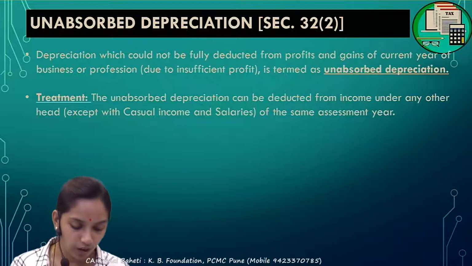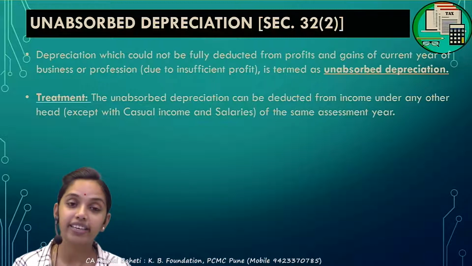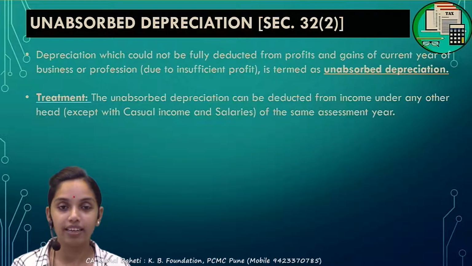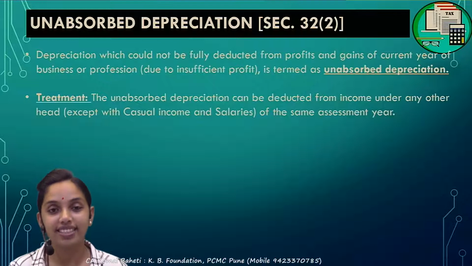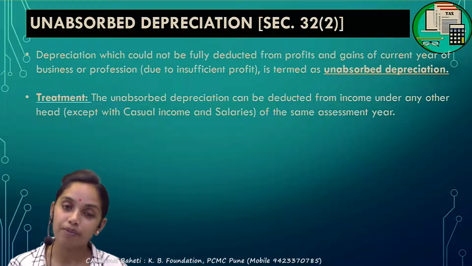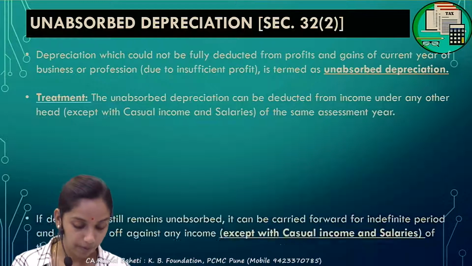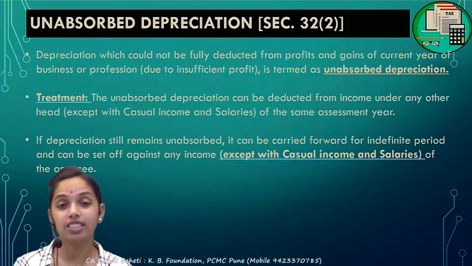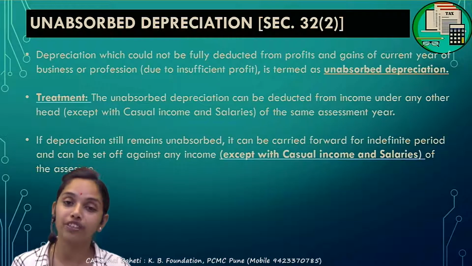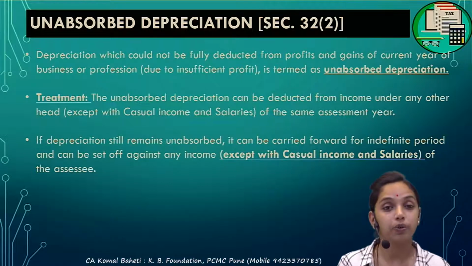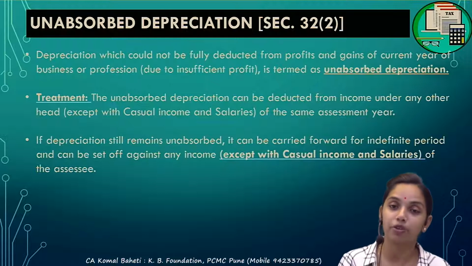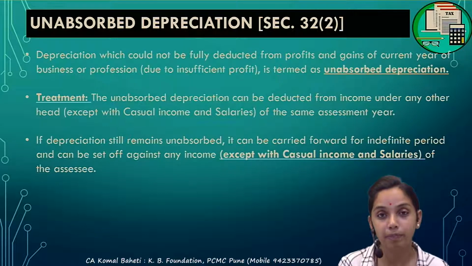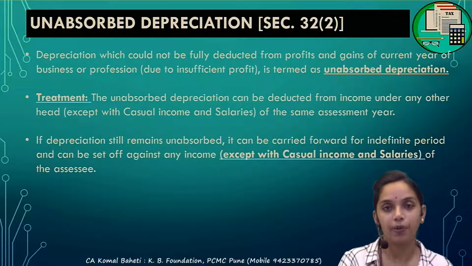How to treat it? The unabsorbed depreciation will be deducted. If the income of PGBP is not sufficient, then against other heads of income you can take the set off of that, except the salary and casual income, against which you cannot take the set off. Next, if the depreciation still remains, meaning other sources of income are also not sufficient to take the set off of the depreciation, then the remaining depreciation will be carried forward for an unlimited period, even if you have not filed the ROI.